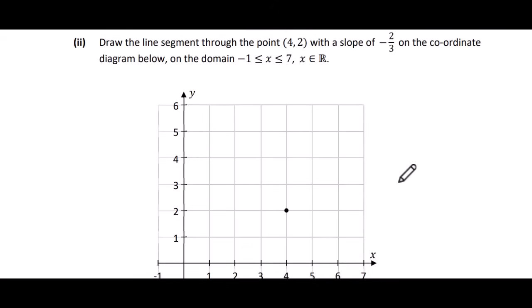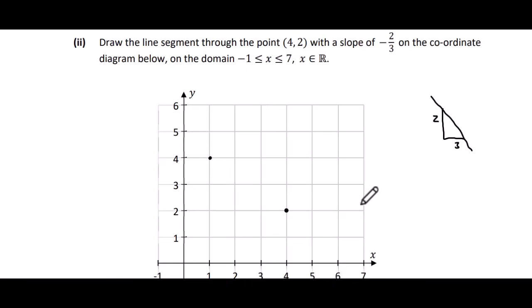Second one then, draw a line segment through the point 4, 2 with a slope of minus 2 over 3. Okay, so minus means it's going to slope this way, which means when we do our rise and run, this is going to be 2, this is going to be 3 here. So if we take our point here, we've got to go over 3, 1, 2, 3, and then we've got to go up 2, 1, 2. So we're going to put a point here.